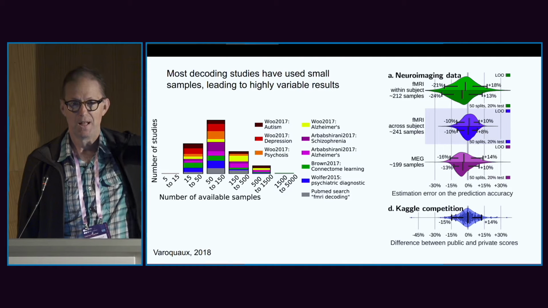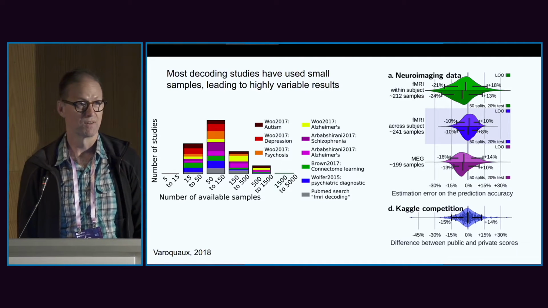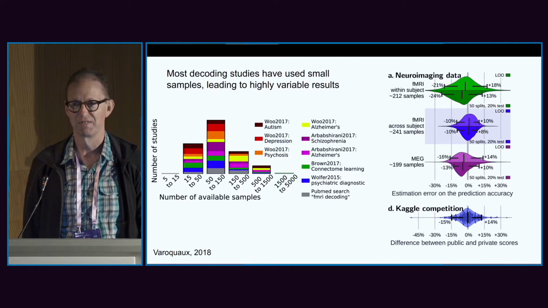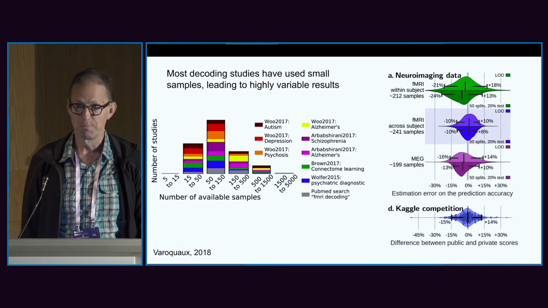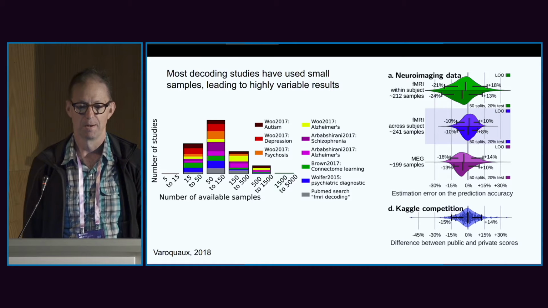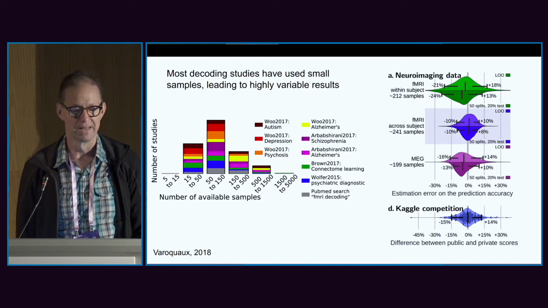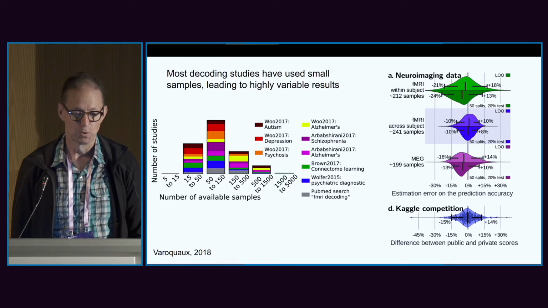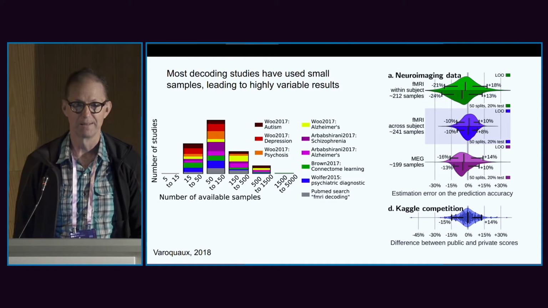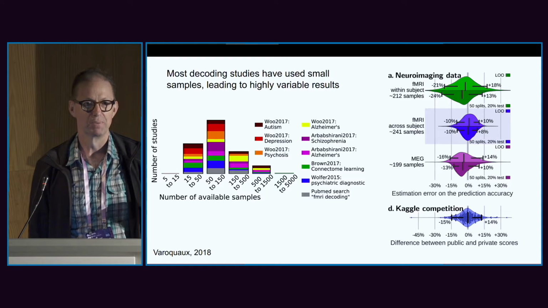And I think the best paper on this issue is this paper from a few years ago by Gaël Varoquaux called Cross-Validation Failure. So the first thing that he pointed out is that when you look across the literature of people doing decoding, most of the sample sizes are small. Many of them less than 50, most of them less than 150. And what that leads to is a high degree of variability in the predictive accuracies.